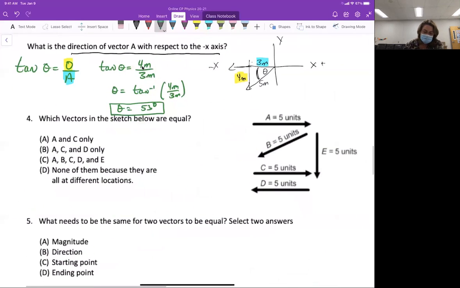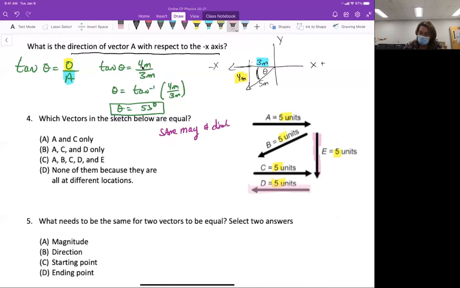Okay. Which vectors in the sketch below are equal? Well, vectors are equal when they have the same magnitude and direction. So let's take a look. They all have 5 units. They all have the same magnitude. Now we've got to find any that have the same direction. Well, E points straight down. No others point straight down. So nothing is equal to E.